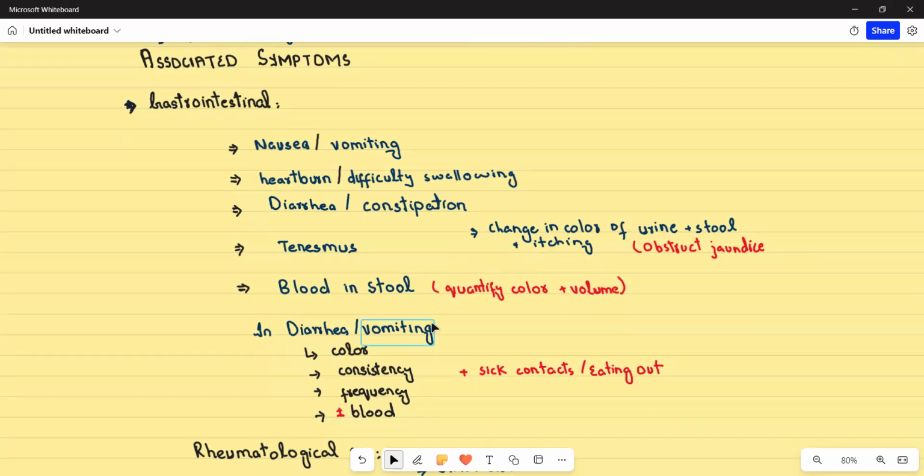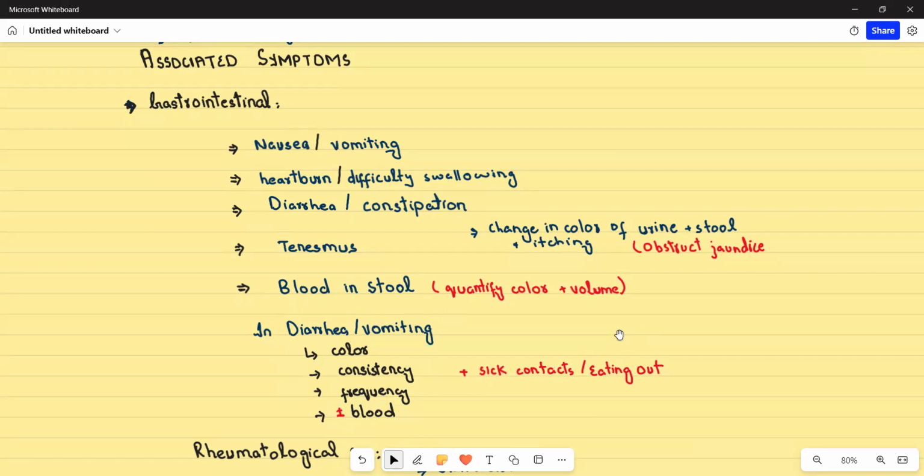Okay. And in case of diarrhea and vomiting, we are going to explore it further by asking about the color, consistency, frequency, and the presence or absence of blood. And again, if blood is present, then we are going to ask about the color and the quantity. And in a patient presenting with abdominal pain, vomiting, and diarrhea, you are also going to ask about the presence of any sick contacts in the family or friends, because it can mean that the patient is having gastroenteritis.